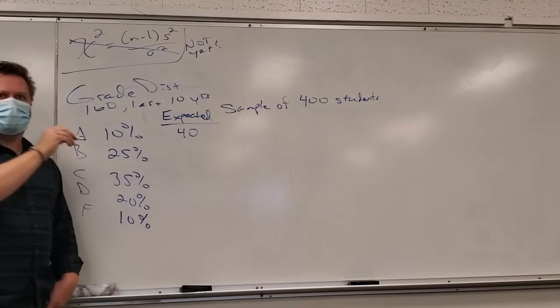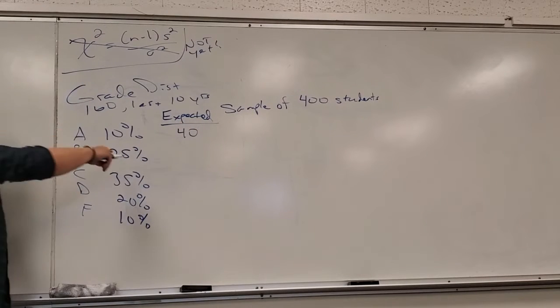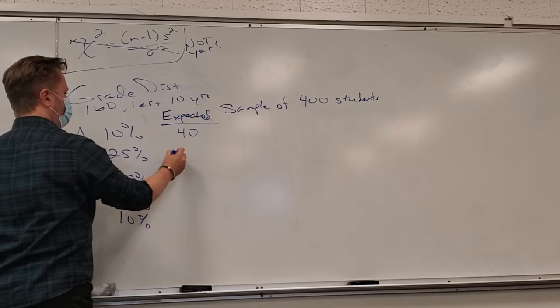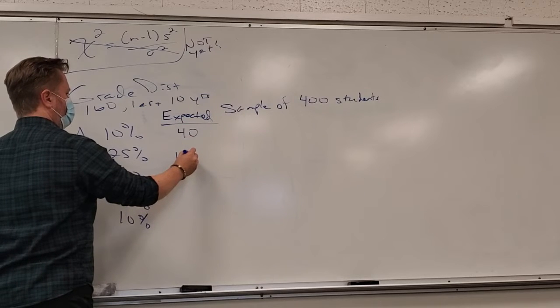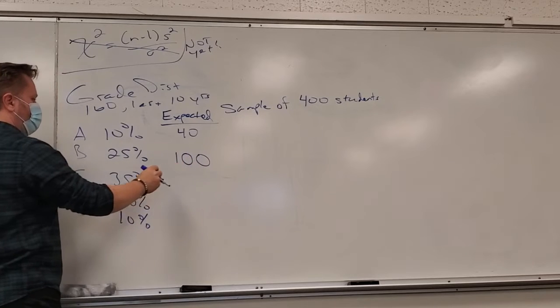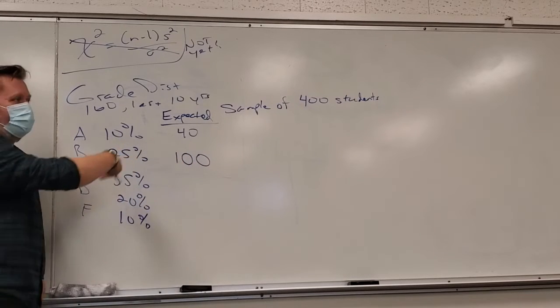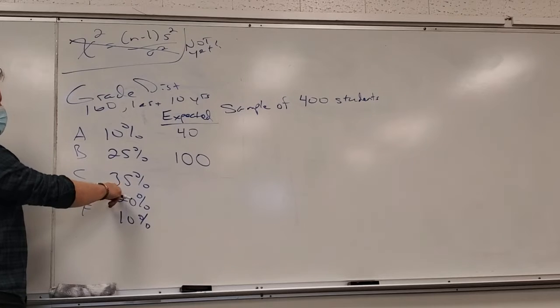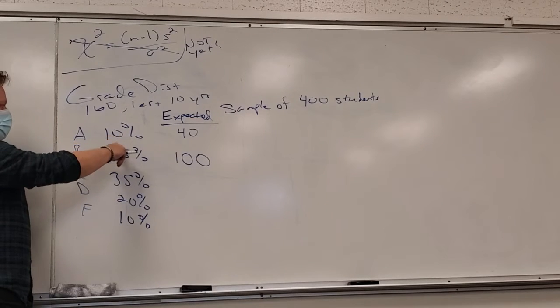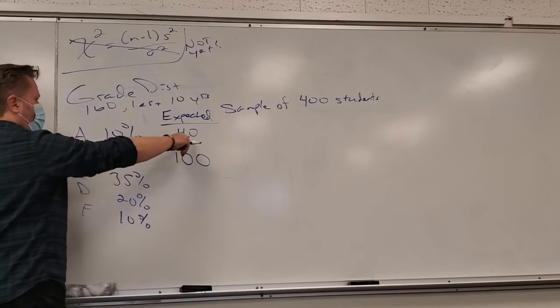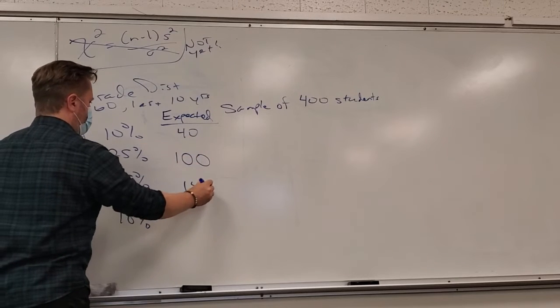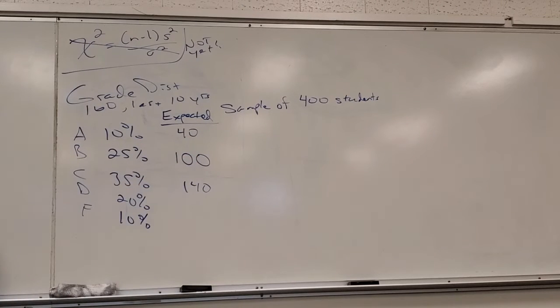Is everybody cool with that? And I expect to see 25% of 400, which is what? Thank you. 25% is 1/4. 1/4 of 400 is 100. 35% is easy, watch. 10% plus 25% is 35%, so 40 plus 100 is 140. Yay! Percentages kick ass.